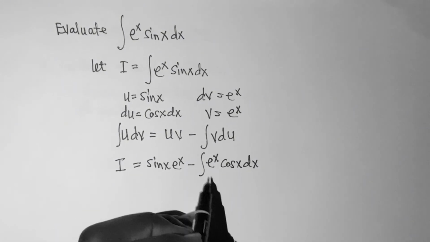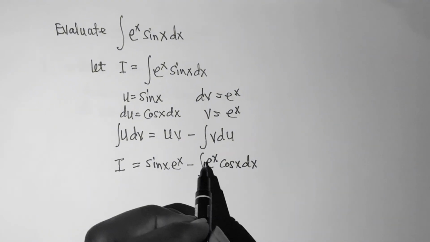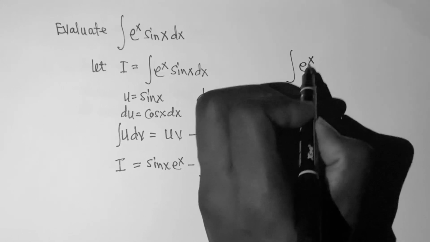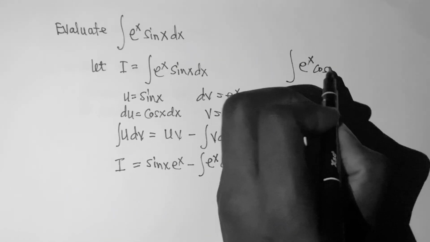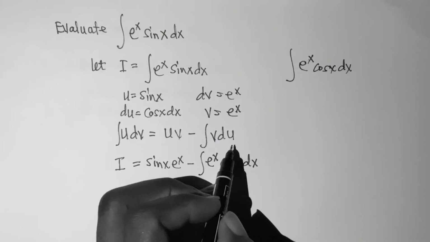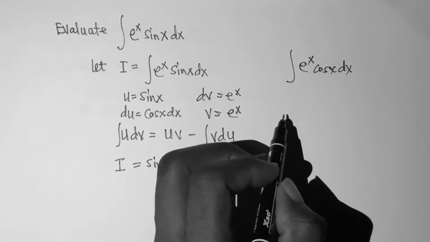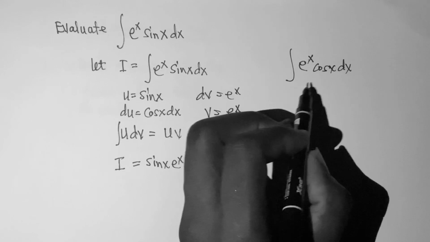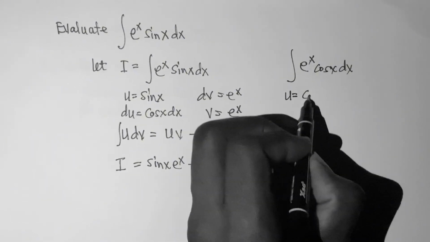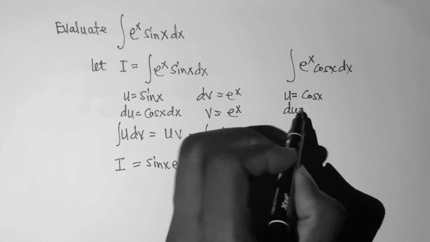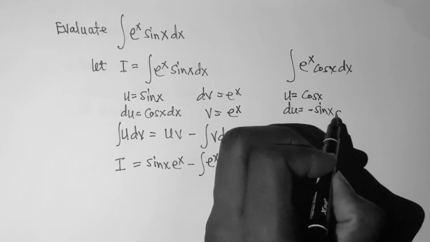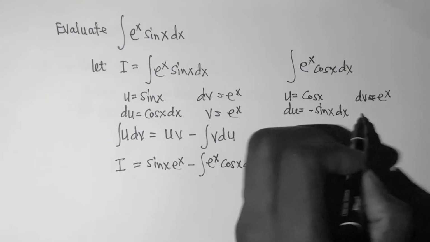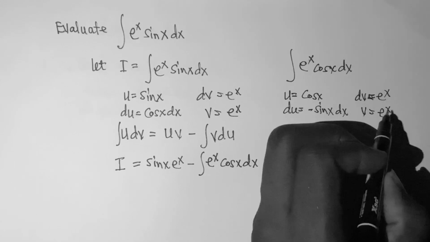Now what we need to do further is to integrate this aspect too, which is the integral of exponent x cos x dx. So this one too, we need to take that aspect through another integration by parts. So let's let u be equal to cos x. So du is equal to minus sine x dx. And then let's let v be equal to exponent x. So v is equal to exponent x.